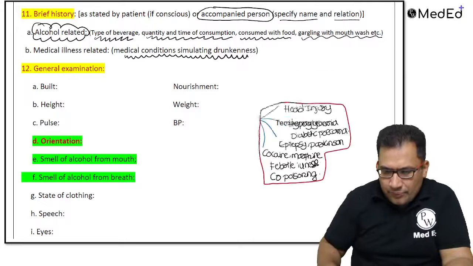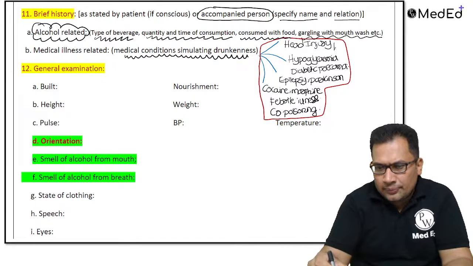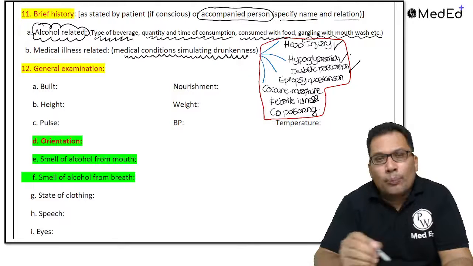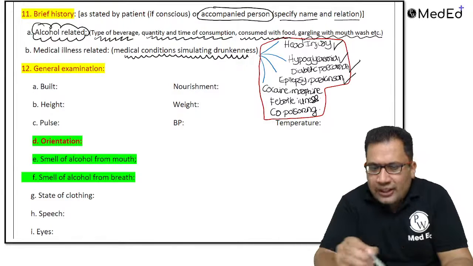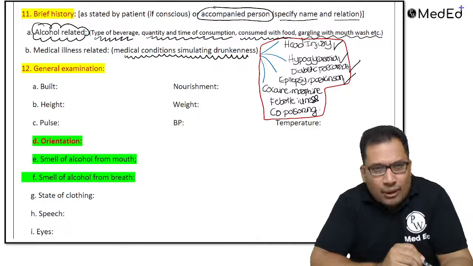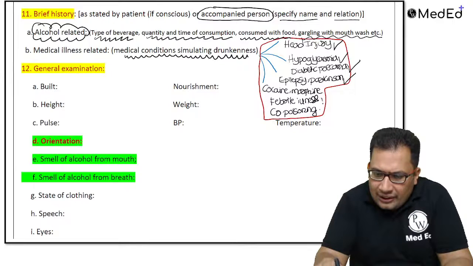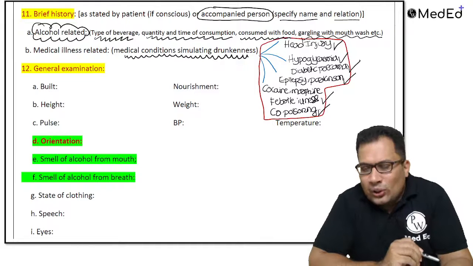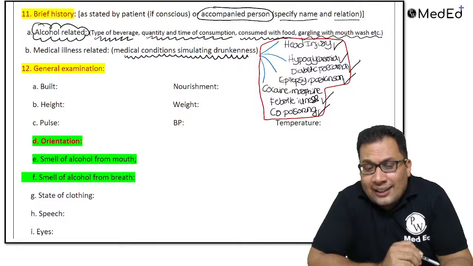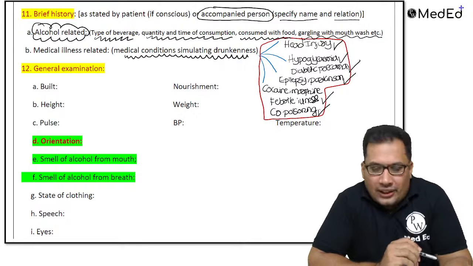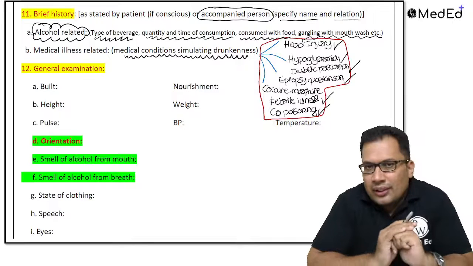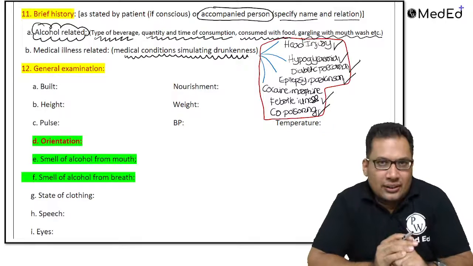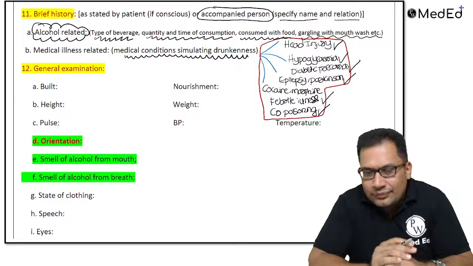What are they? Head injury, hypoglycemia, diabetic pre-coma, epilepsy, Parkinson disease, cocaine and morphine, febrile illness, fever, and carbon monoxide poisoning. So all these are the conditions that can resemble drunkenness. So the question can be asked, what are the medical conditions simulating drunkenness? The answer should be like this.